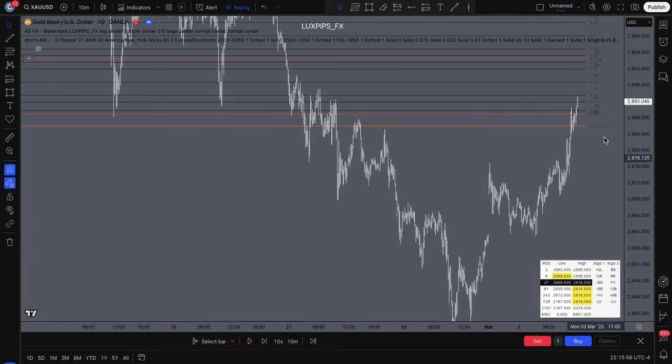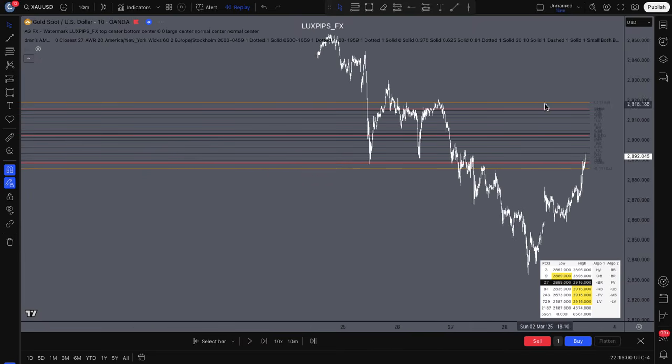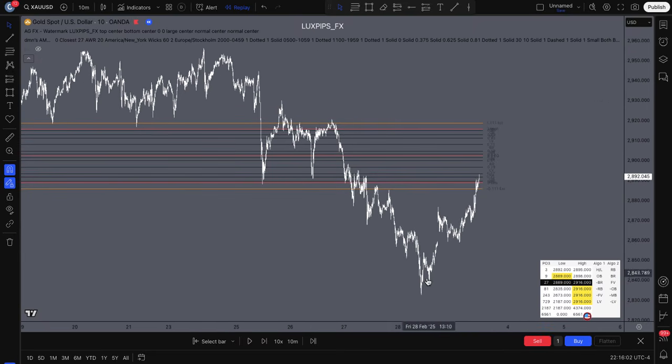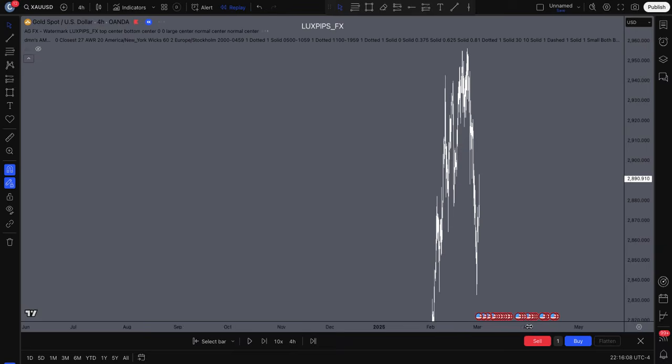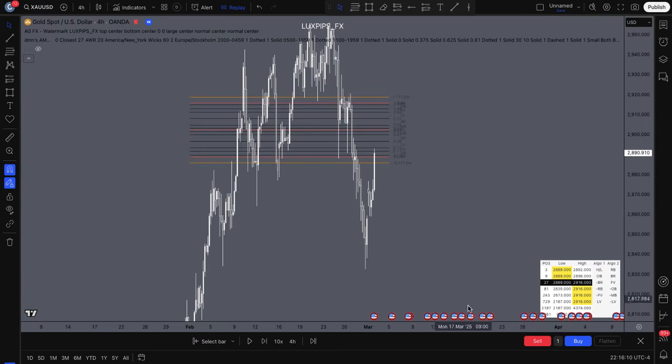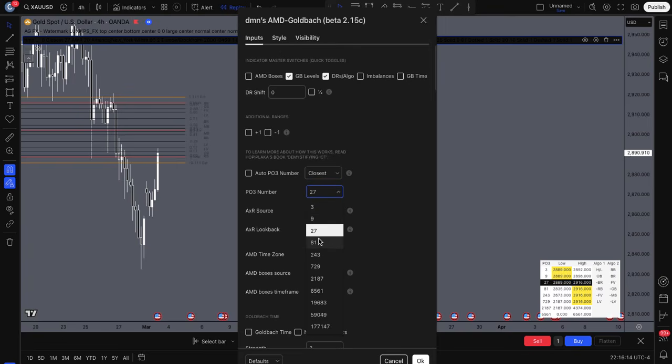So let's look at the macro. We can see that the buy side curve is forming, right? Let's see how it looks on the macro time frame. Let's put it back at the 81 because we're on a higher time frame.